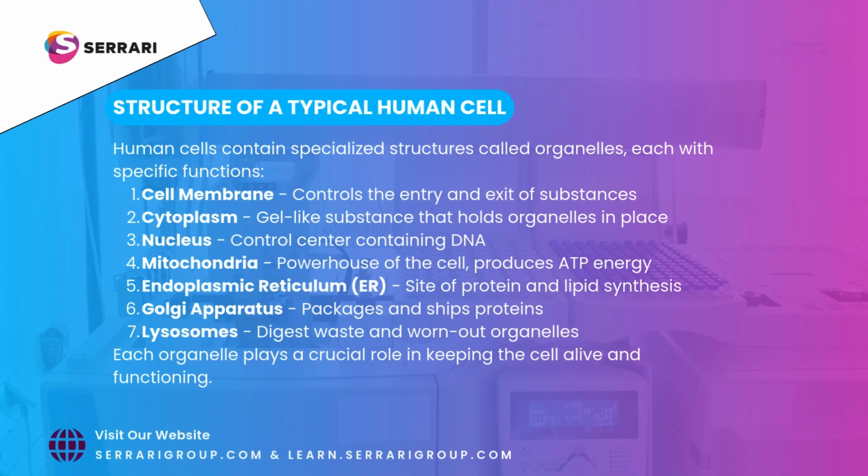Structure of a typical human cell. Human cells contain specialized structures called organelles, each with specific functions. Cell membrane controls the entry and exit of substances. Cytoplasm, gel-like substance that holds organelles in place. Nucleus, control center containing DNA. Mitochondria, powerhouse of the cell, produces ATP energy.